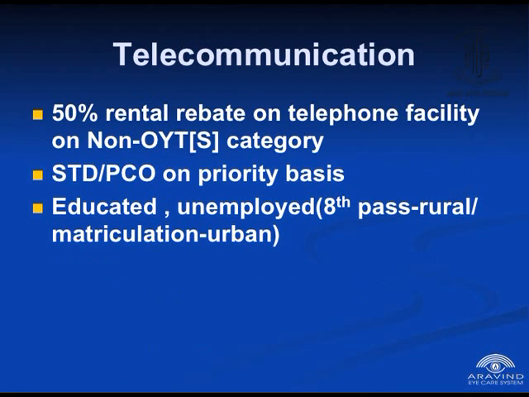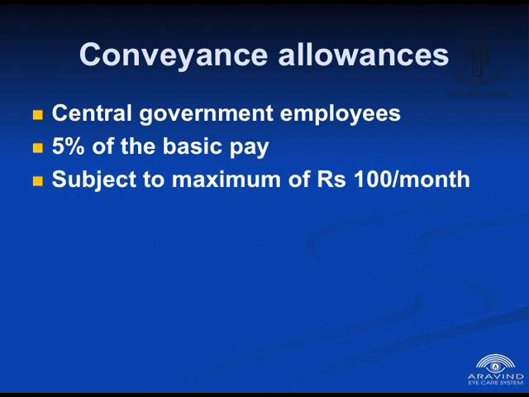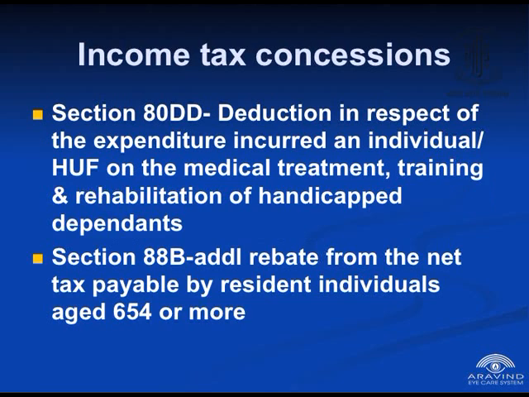Telecommunication, again on a priority basis. Educated, unemployed, visually impaired or blind people are given STDs and PCOs on a priority basis. They have to have an 8th pass in the rural area and matriculation in the urban area. They even have a 50% rebate on telephone facility. Again, there are customs concessions available, and conveyance allowances by the central government of India.